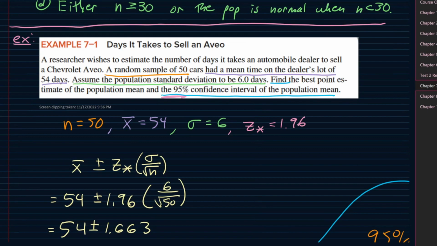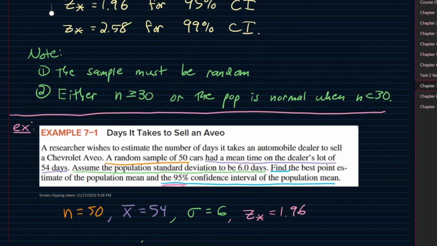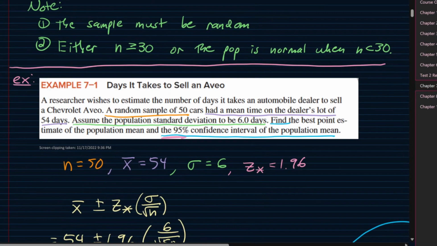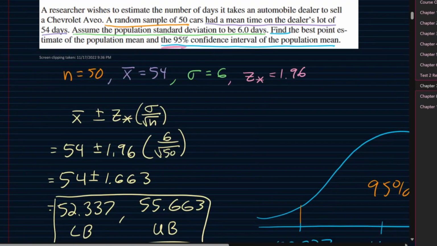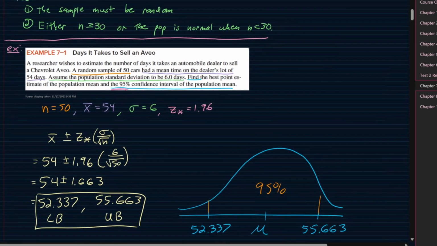So I think it's really helpful to write down all of your variables before even thinking about what the formula is. Because then when you have all of them there, that kind of informs you which formula to use. Oh, I've got to use the formula that has N, X bar, sigma, Z star. So you know it's this one. Anyway, so we plug in all the stuff. We get our lower and upper bounds. So we're essentially 95% sure that the actual mean of the population is between 52.337 and 55.663.